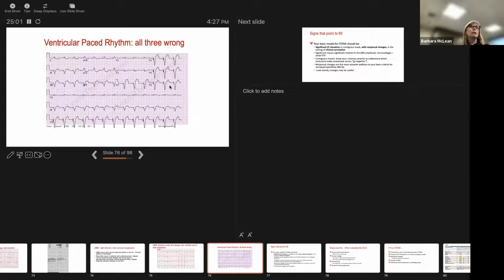You don't have a zone of transition, and you have a wide QRS. All 3 things that I mentioned to you, right? R-wave progression, zone of transition, and QRS width. All wrong here. But this is because you have a pacemaker, not because you have any other pathology. This is a pacemaker rhythm, and you can see your pacing spikes right there, right?